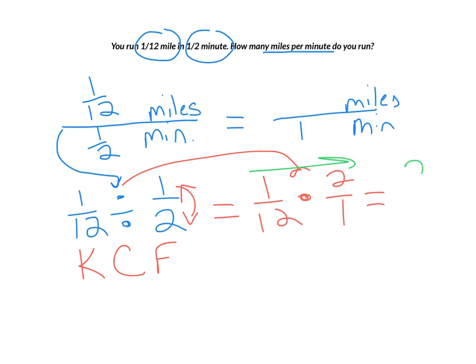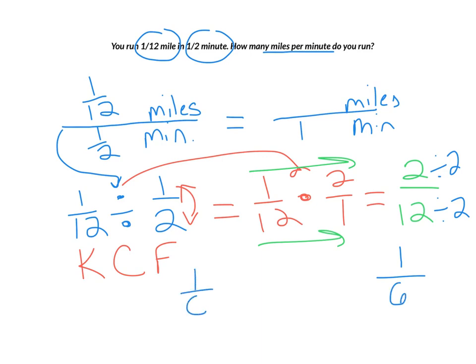1 times 2 is 2. 12 times 1 is 12. And then we can see that I can divide the top and the bottom by 2. So I divide the top and the bottom by 2. 2 divided by 2 is 1. 12 divided by 2 is 6. And that is 1/6. Okay, so we have 1/6 of a mile per hour.